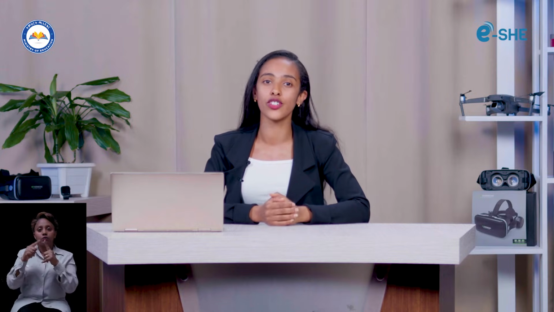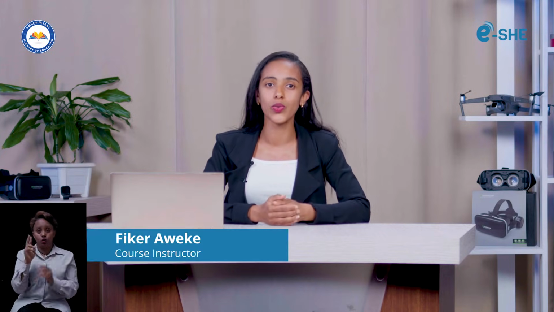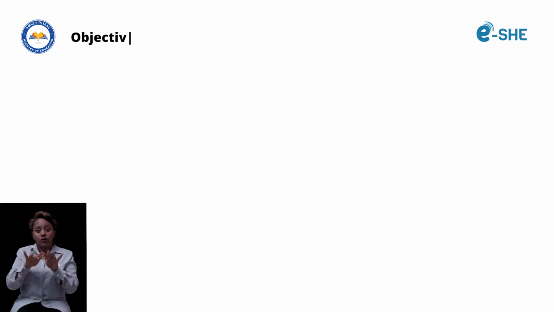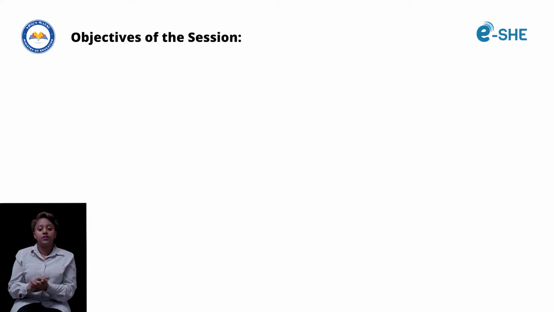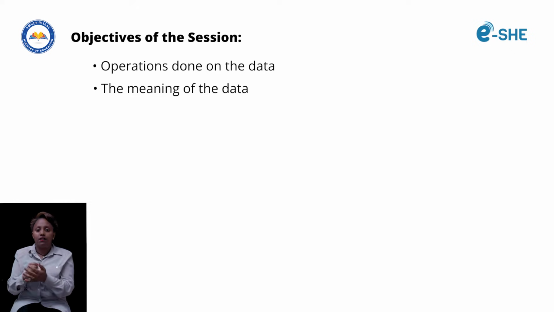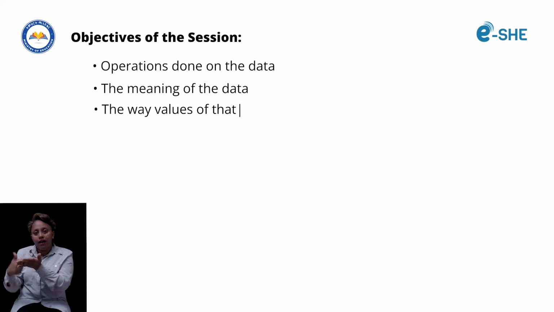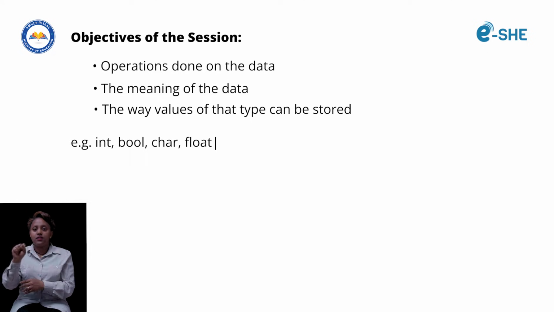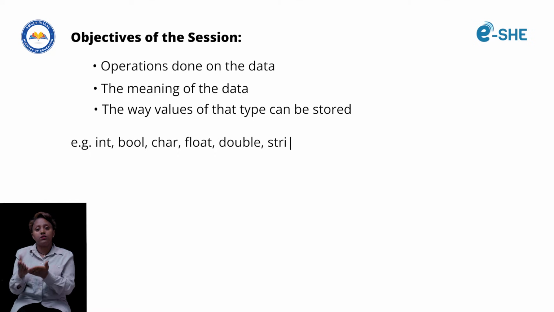Welcome, this is session 1 of chapter 2. This deals with data types from a computer programming perspective. This session will be about operations done on data, the meaning of data and a data type, and the way values of that type can be stored, which will include integers, booleans, characters, float, double, and string.